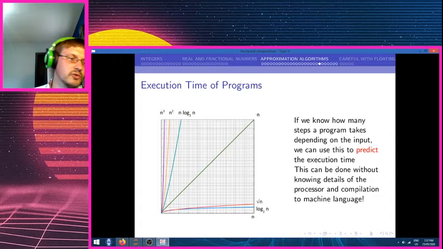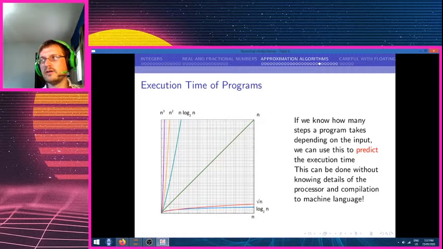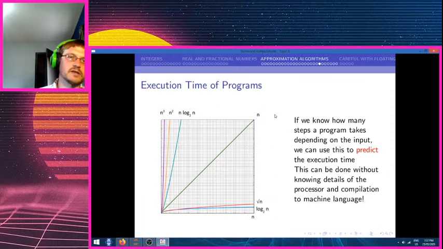For those of you who are going on in computer science after this, this is your rough introduction to the concept of big O notation and algorithmic complexity. So we can actually classify algorithms according to which one of these functions it follows. So there you go.